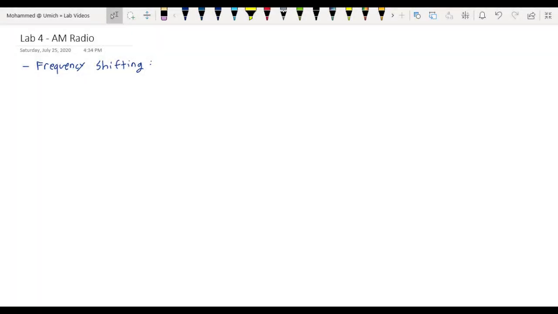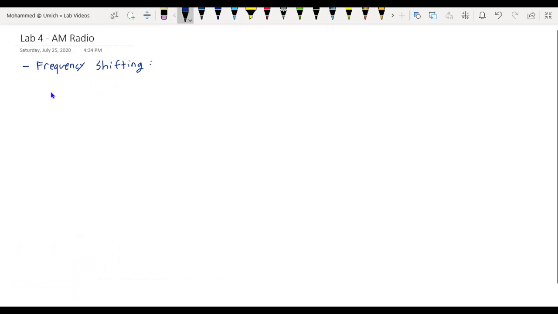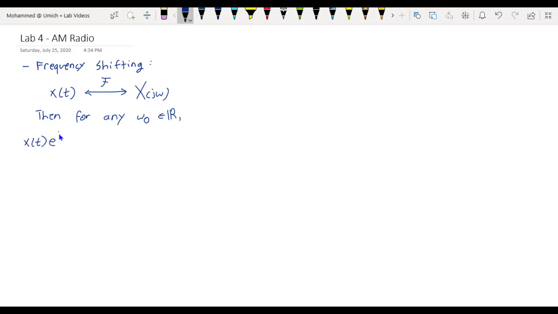Hi everyone. In this video, I'm going to start off by reviewing the frequency shifting and modulation properties of the Fourier transform. The frequency shifting property states that if x(t) has Fourier transform X(jω), then for any real valued ω0, x(t) times e^(jω0t) has a Fourier transform X(j(ω − ω0)).